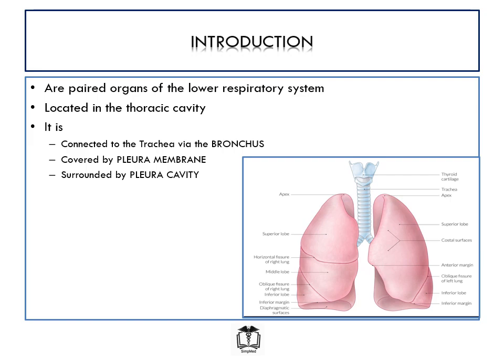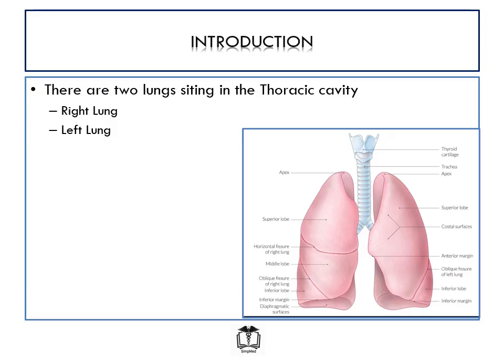It's covered by pleural membrane, which we'll talk about, and is surrounded by the pleural cavity, which we'll also talk about in this model. Being a paired organ, we have two lungs in the thoracic cavity, one on the right side of the thorax, the other on the left side of the thorax. It's important to note that though there are differences between the right and the left lung, both work concurrently to ensure that we are breathing well.